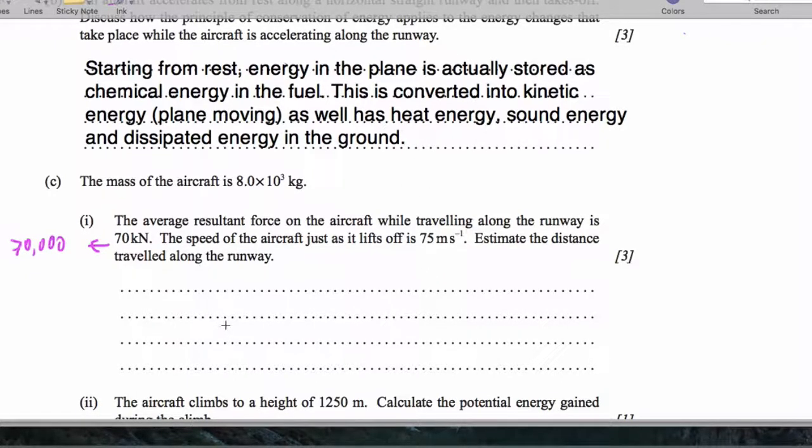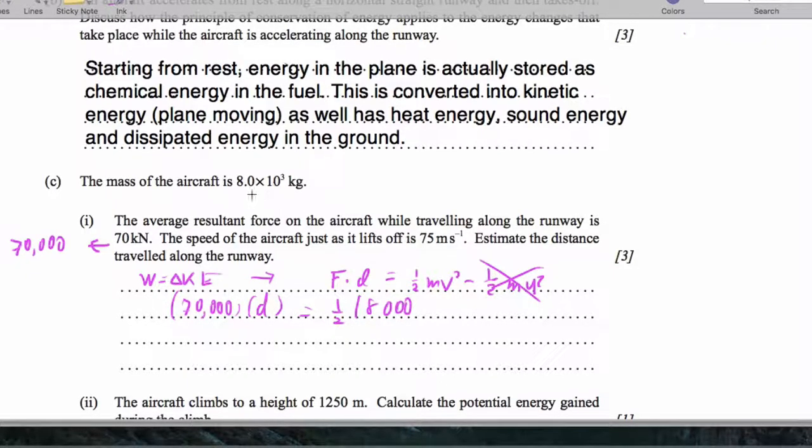And this is the classic, if you're skidding or you've got an airplane taking off, I'm going to use work is change in kinetic energy, but I need to write it like this. Force times the distance is 1/2 mv squared minus 1/2 mu squared. u is 0, so we can just eliminate that. So we've got 70,000 newtons times our distance d equals 1/2 times 8,000, that's from here, times 75 squared. And when I get that distance, it actually ends up being 320 meters.